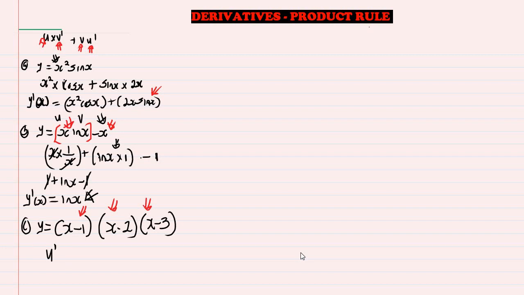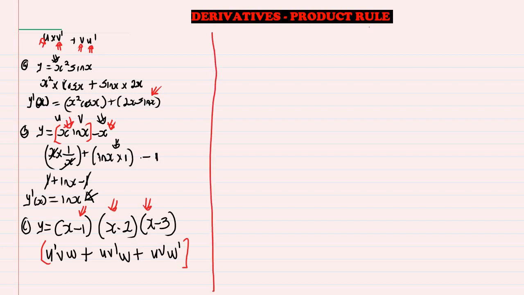u prime, which is the derivative of the first function, multiply v, which is the second function, then multiply w, which is the third function, plus u v prime multiply w plus u v multiply w prime. Okay, guys, so this is the formula we are going to use whenever we have the product of three functions. So we just need to use the formula to find the derivative.